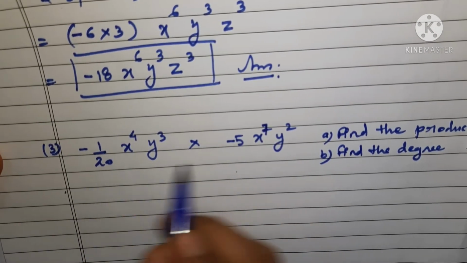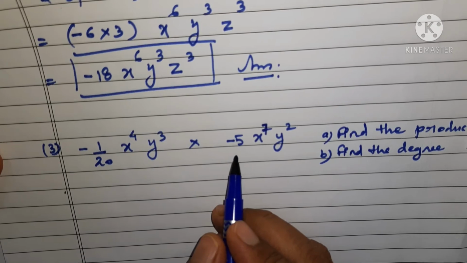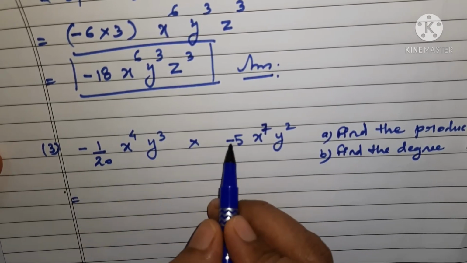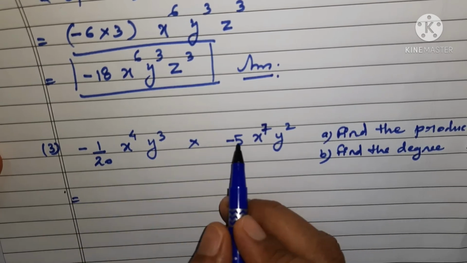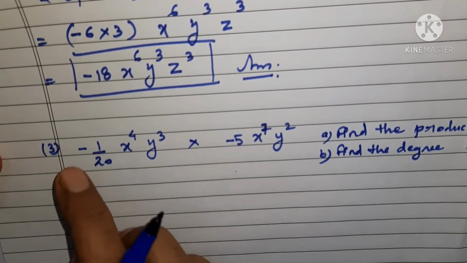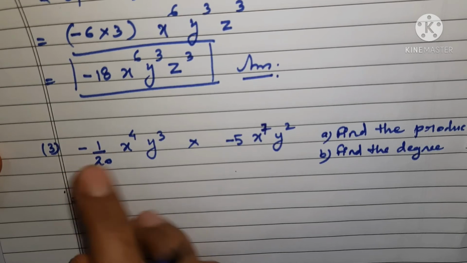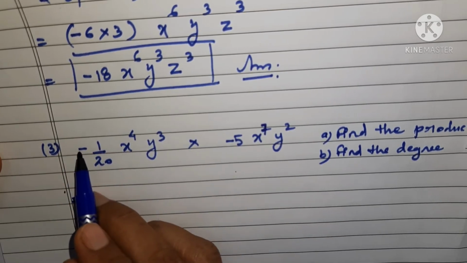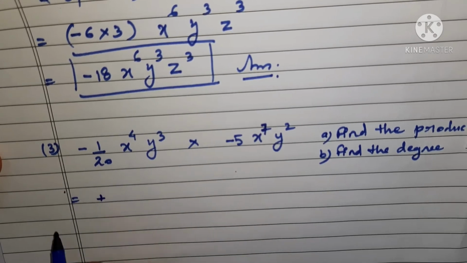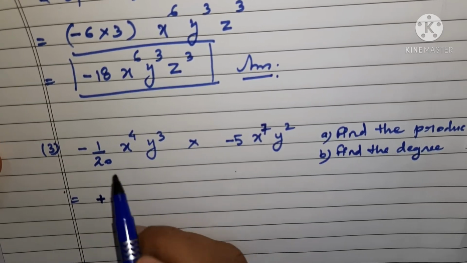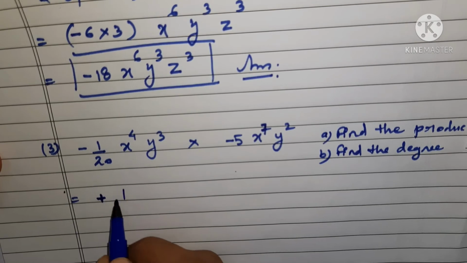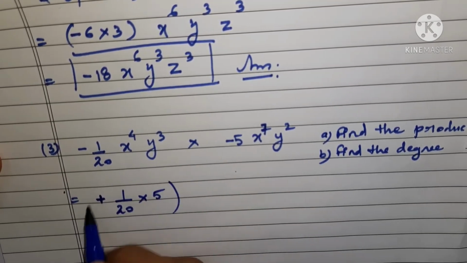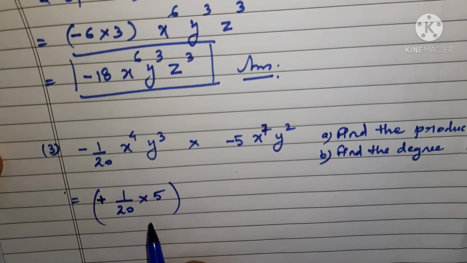Again, you have to multiply first of all the numerical coefficients. So here you first check the sign. Sign is minus and minus. Actually you have to start with the multiplication of the signs. Minus into minus is plus. Now what is remaining? 1 upon 20 into 5, right? So this is your product of the numerical coefficients.